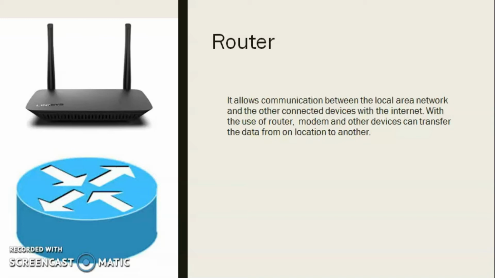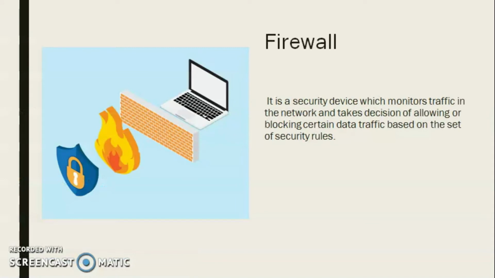The firewall is a security device that monitors incoming and outgoing network traffic and decides whether to block or allow certain data traffic based on a set of security rules. It is used to prevent information to and from unauthorized private networks. A firewall is software that stands between a computer or network and the internet.